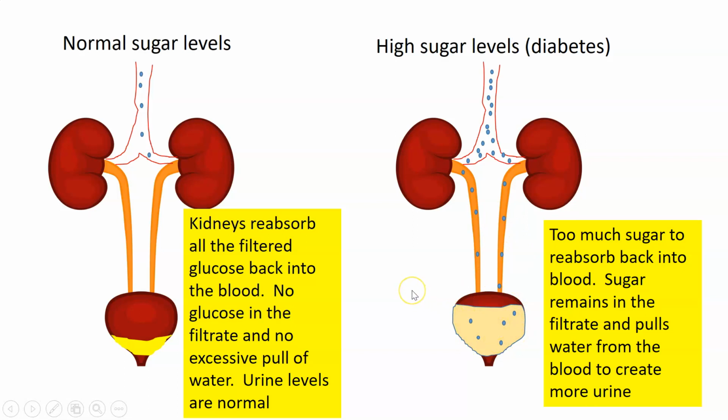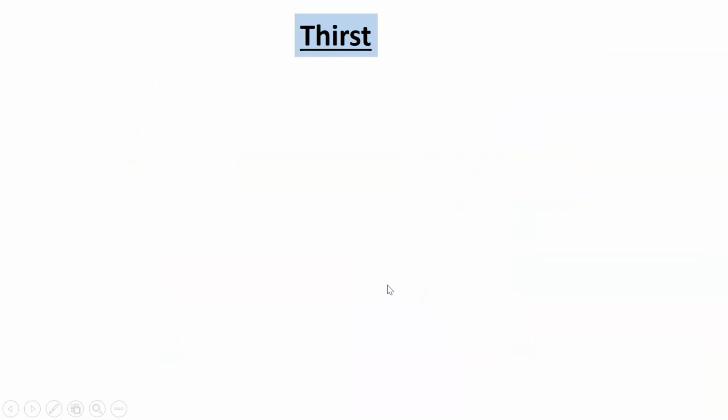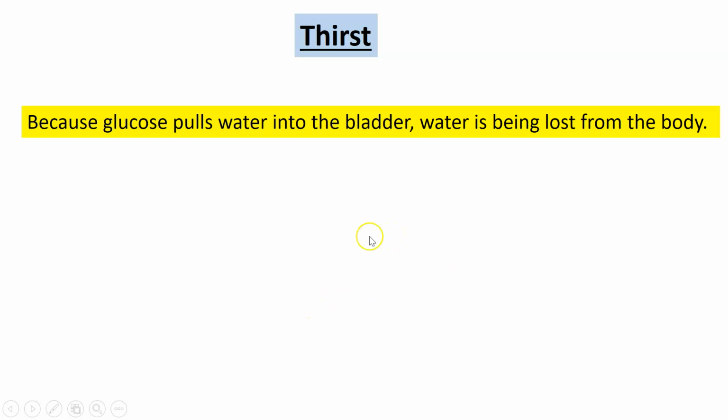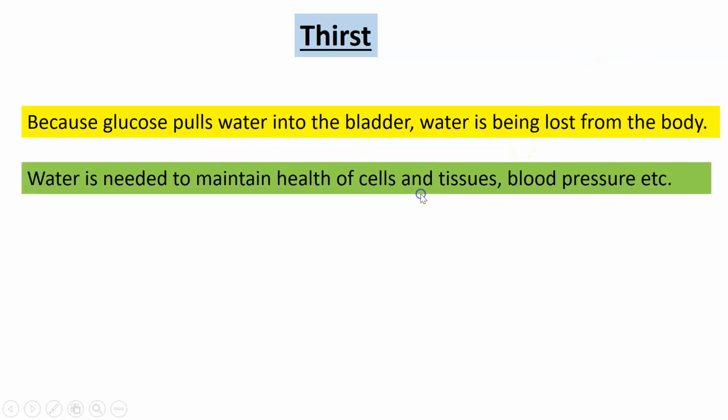So thirst then becomes easy to explain, doesn't it? Because you're losing more water, it makes sense that you would feel more thirsty. But there is a process by which this happens. Because glucose pulls water into the bladder, water is being lost from the body. Water is needed to maintain health of cells and tissues. It's very important in blood pressure, and obviously many of the processes as well.